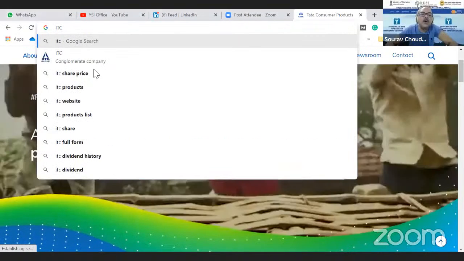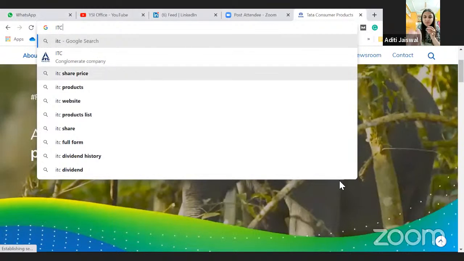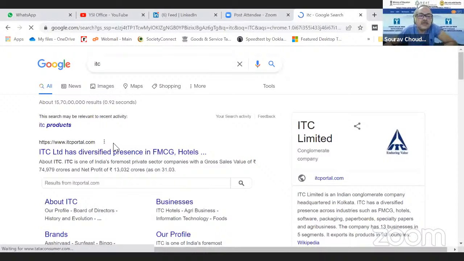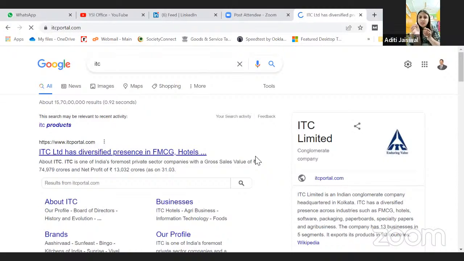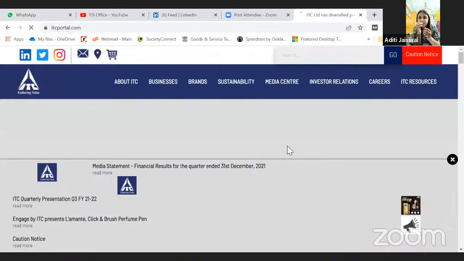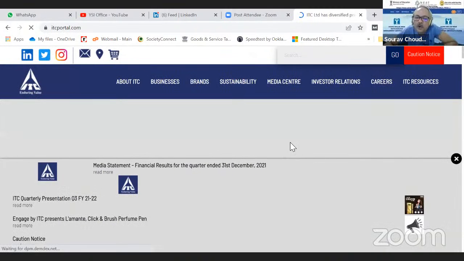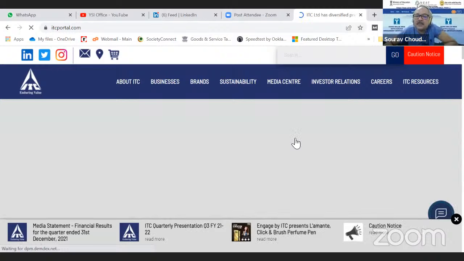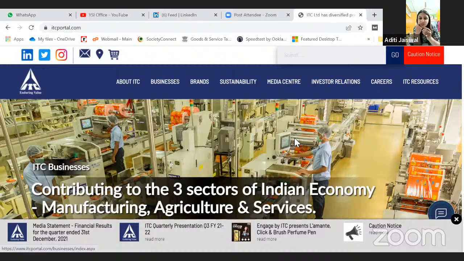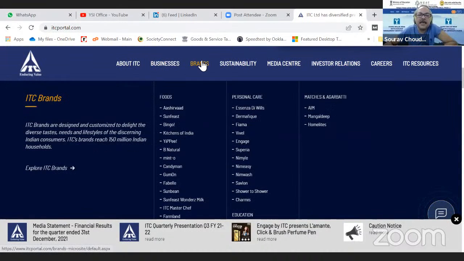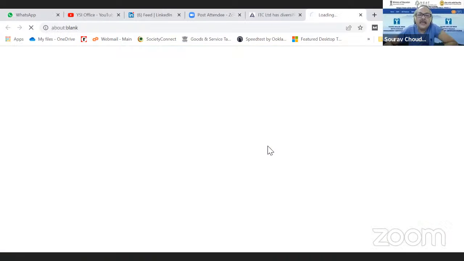ITC is called a conglomerate company. Why? Tata is called a conglomerate company. Why? Because why? Bolo. Because ITC it has diversified businesses: food, hotel, apparels. Okay. Stationaries. Yes. So what are the brands they have? Let us go to brands. बिंगो भी आईटीसी का है?